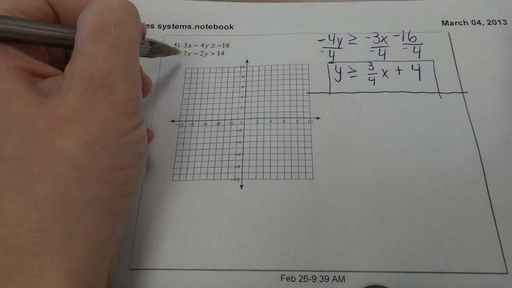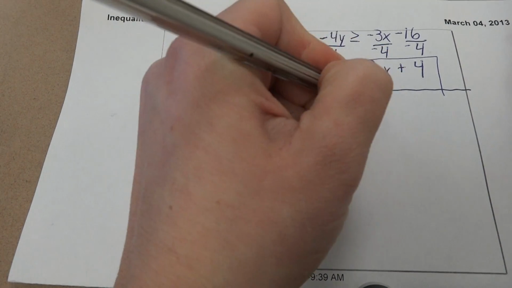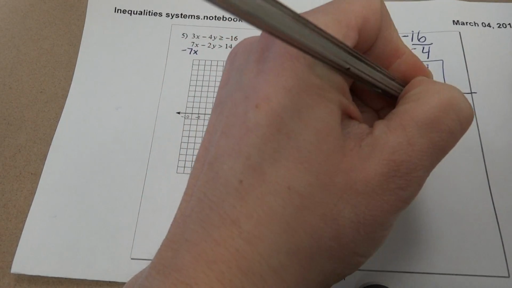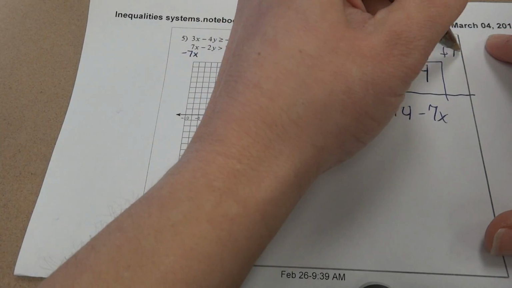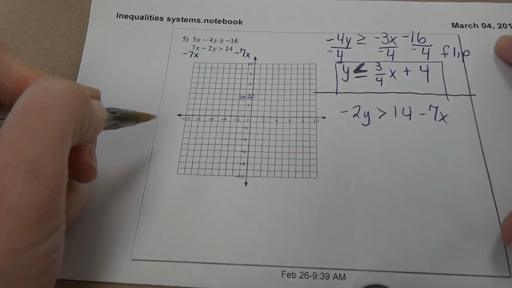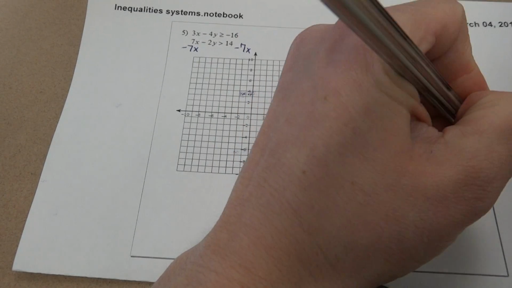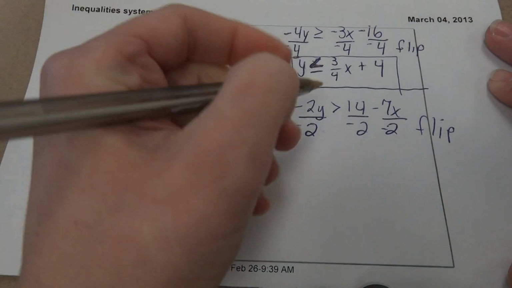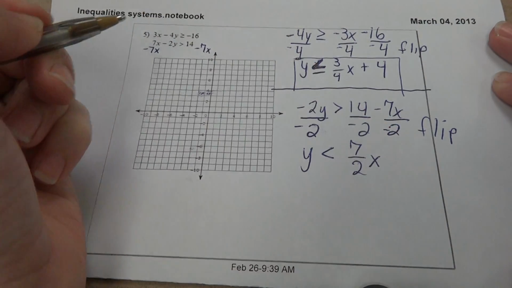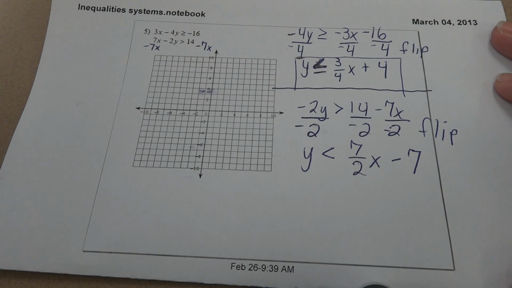So now I'm ready to solve the second one. For this one, I'll subtract 7x from both sides first. So I'll be left with negative 2y is greater than 14 minus 7x. And I'm sorry that I forgot up here, we divided by a negative, so we have to flip the inequality. So it's not going to be greater than or equal to, it's going to be less than or equal to. Same thing's going to happen here. I'm going to have to divide by a negative 2, so I have to flip the inequality. So I'm left with y is less than, I'm going to put the x first, 7/2 x minus 7. And now I am ready to graph both of the equations.